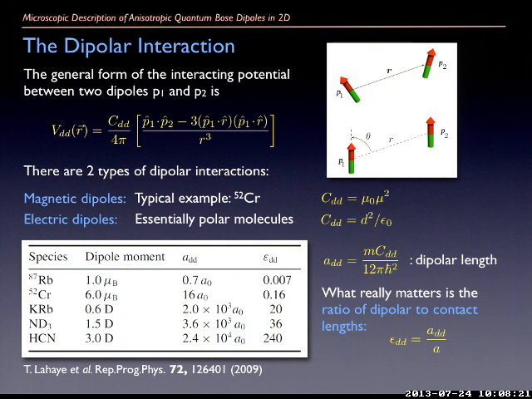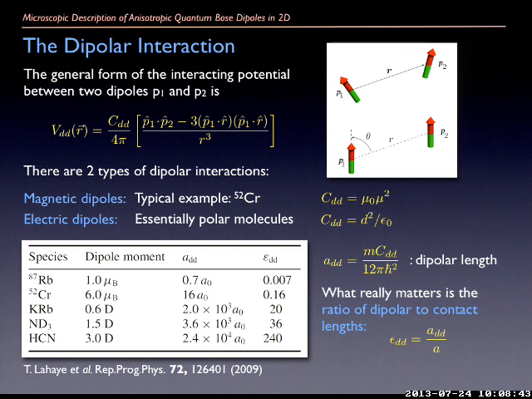Somehow you can see that in this table. You see the coupling constant in the interaction, no? The constant in the interaction for a magnetic system is proportional to the square of the magnetic moment, while in the case of the polar molecules or electric dipoles, it's proportional to the square of the electric dipole moment.